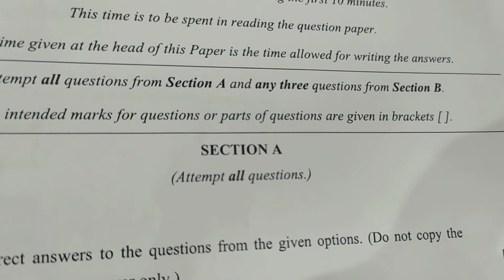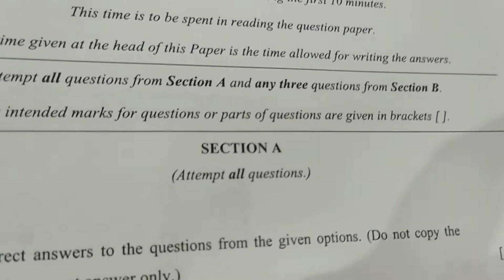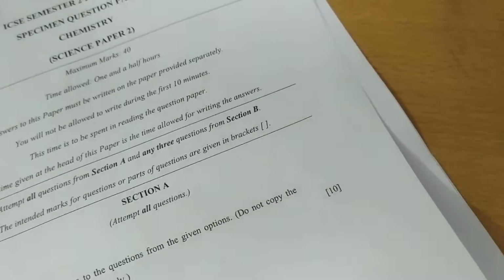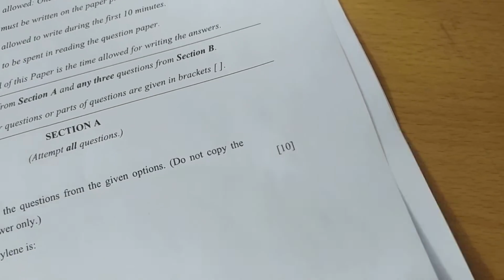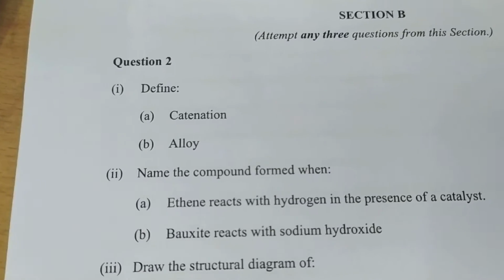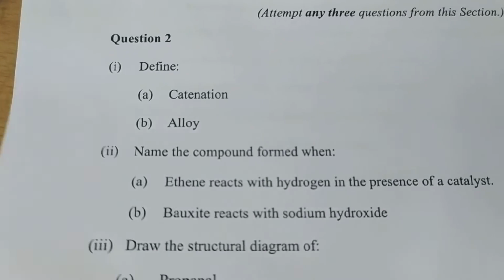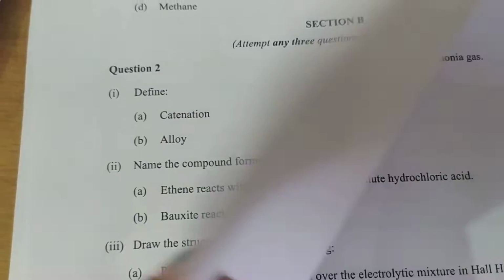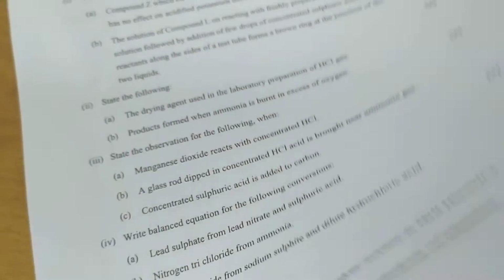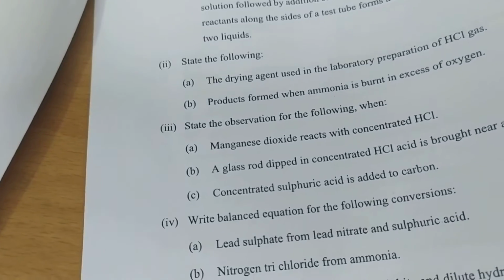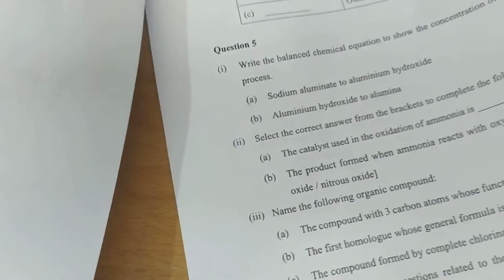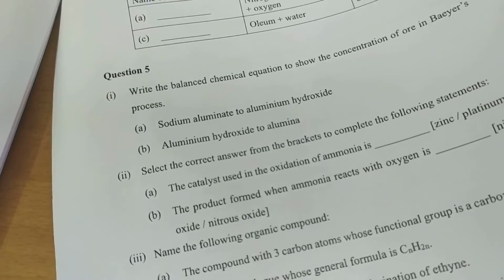And you have to attempt any 3 questions from section B, which includes even one-word answers and also certain descriptive questions. Not very much descriptive, but still you have to write, define, give reasons, draw structures, and write balanced equations. I have uploaded a short in which I have shown you this specimen question paper. We will deal with these questions one by one. I will solve all the questions.